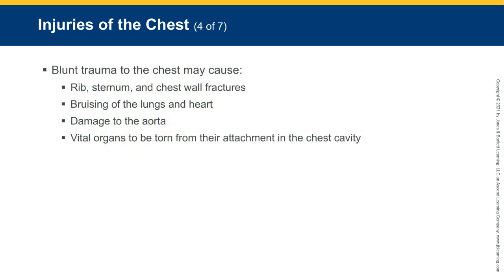Blunt trauma to the chest can result in fractures of the ribs, sternum, or chest wall, bruising of internal organs, damage to the aorta, or even the detachment of vital organs from their attachments in the chest cavity.